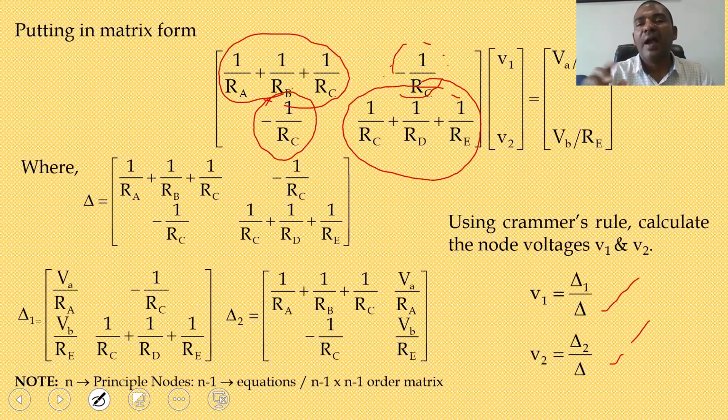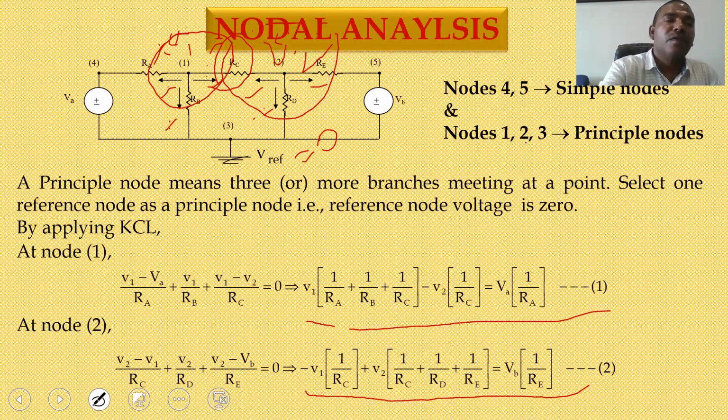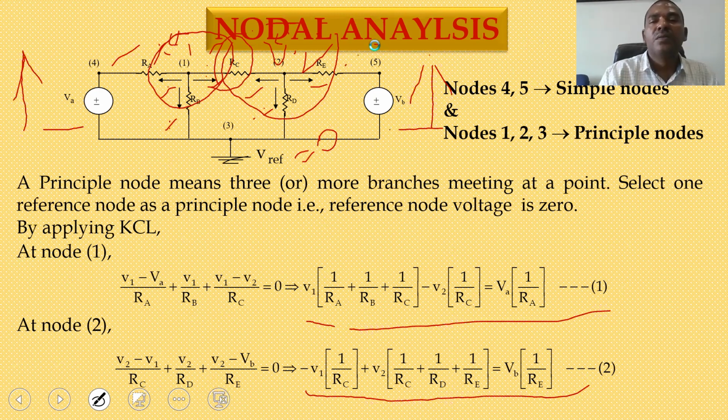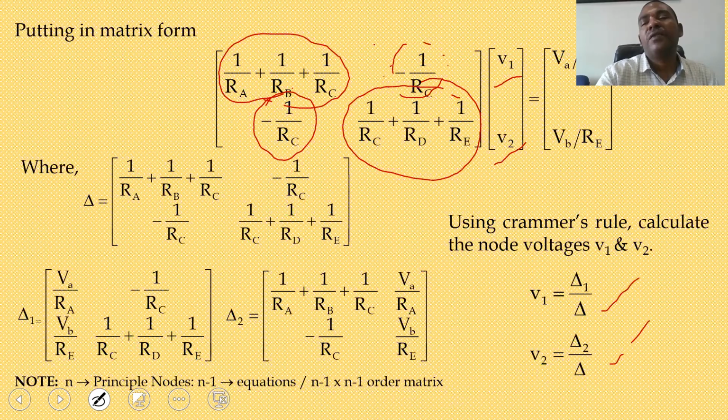The node voltages are the unknown node voltages, V1, V2. Then coming to the RHS. With respect to VA and VB, both are in rising direction. So voltage divided by that internal resistance value. You can get VA by RA, VB by RE. So like this also you can write the matrix by direct observation using Maxwell's.